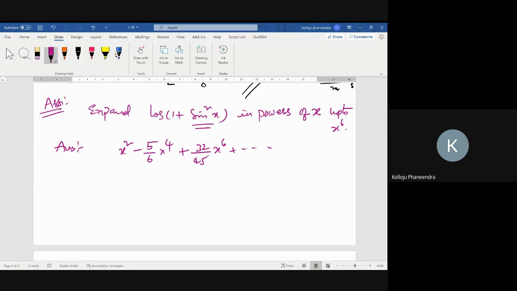Okay, so I have to introduce successive differentiation. Sure, successive differentiation? No, sir, it's not there.